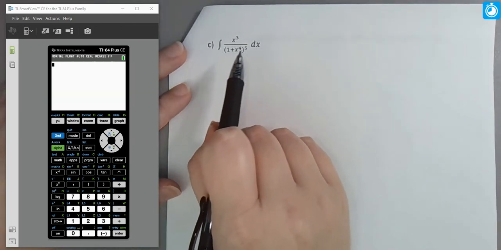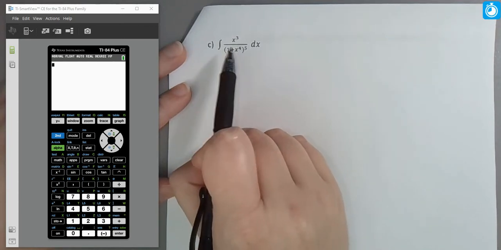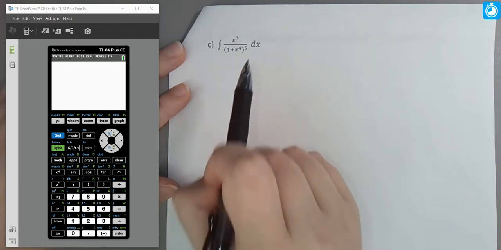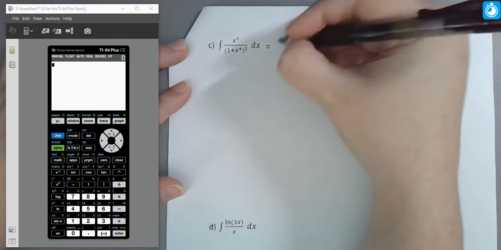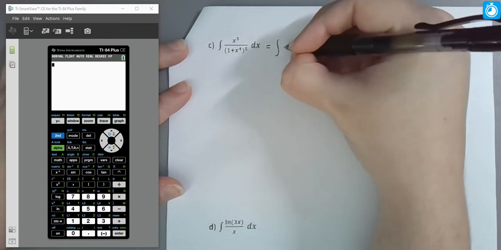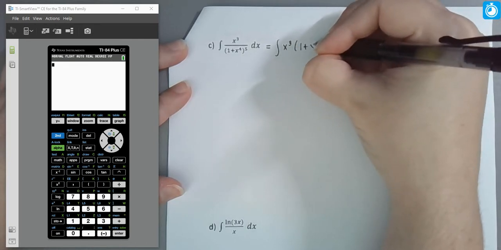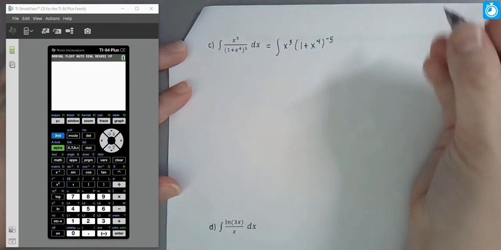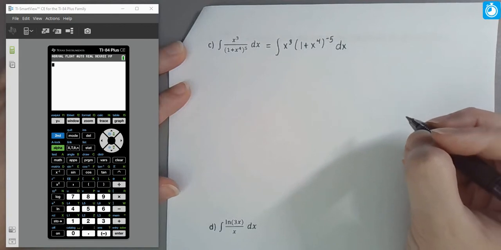Okay, so I see a nested function, but I also see it in the denominator. So 1 plus x to the 4th is nested inside of the 5th power, but that's also in the denominator. So just like in the previous example, it might not be a bad idea to go ahead and rewrite this real quickly, just using a negative exponent, since we know this may be something where the power rule applies, and that's going to put this in a form where we can use the power rule.